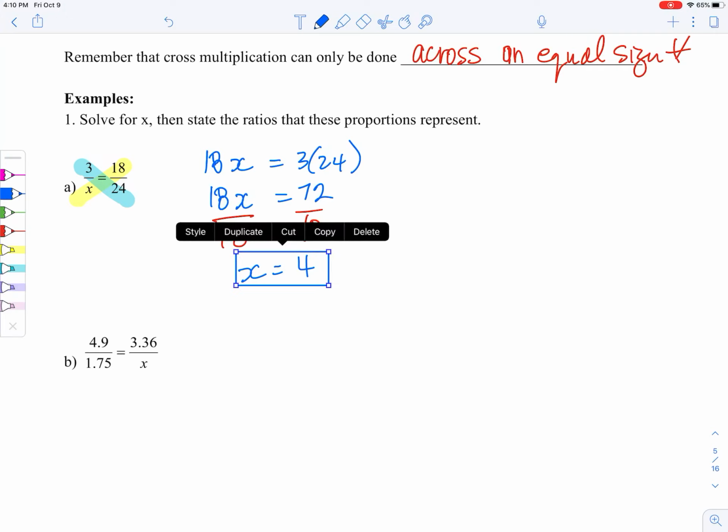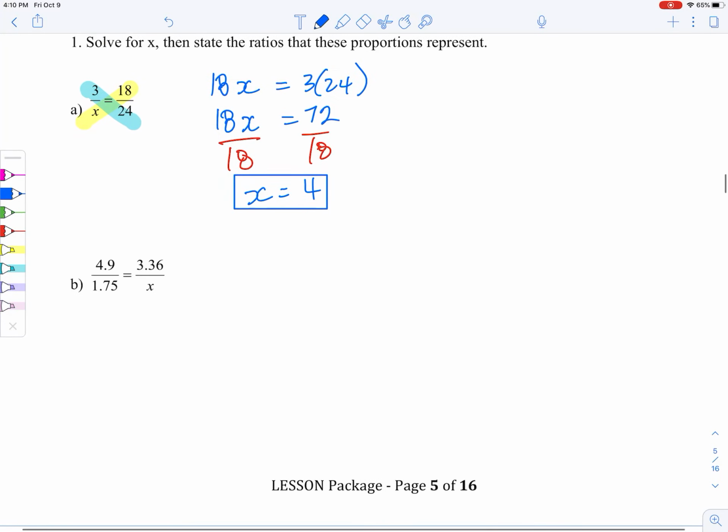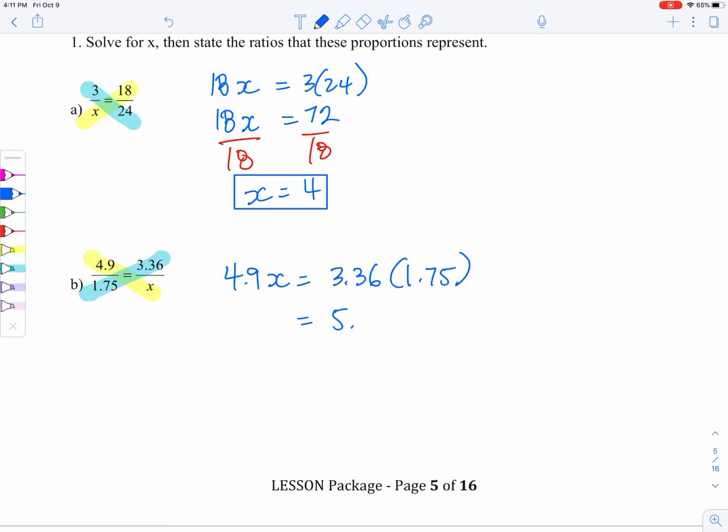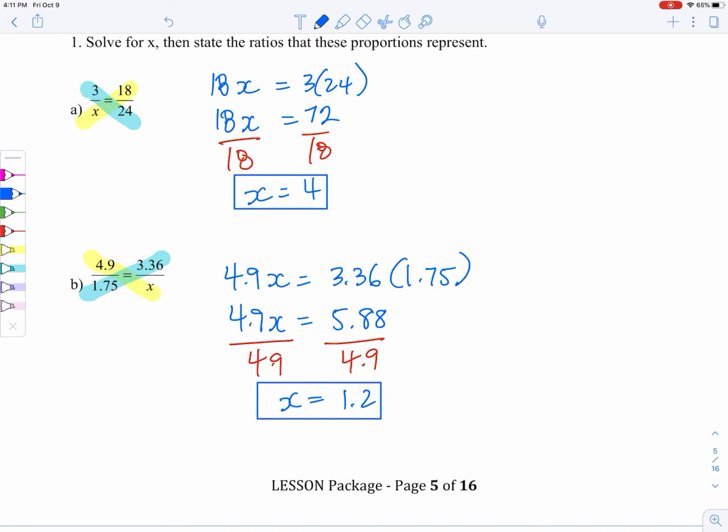And this method of doing it will always work. So even if we've got decimals, we're going to cross multiply. So I would get 4.9x equals 3.36 times 1.75. And on the calculator, I get that to be 5.88. So 4.9x equals 5.88. To get x by itself, it's being multiplied by 4.9, so I'm going to divide both sides by 4.9. And we end up with x equals 1.2.